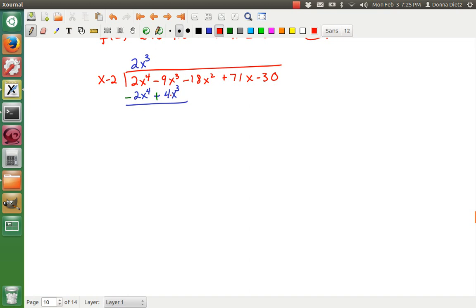Negative 9 plus 4 gives you positive 5. And then you have to drop down at least one more piece here so that you can continue this process. Okay, so let's see, what's next? Well, I have to ask, how many times does 5x cubed go into x? And the answer is going to be plus 5x squared.